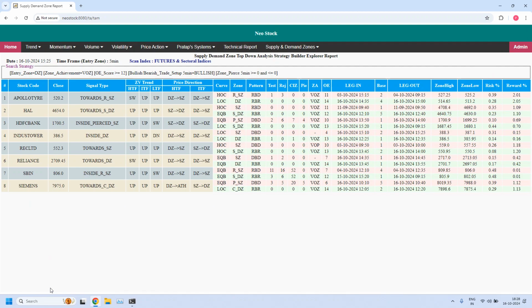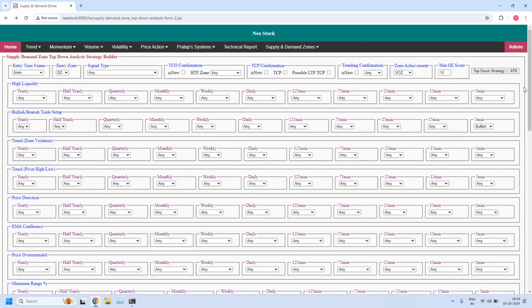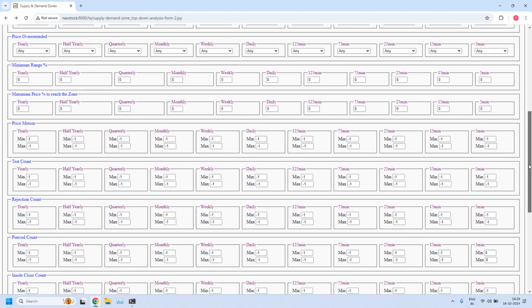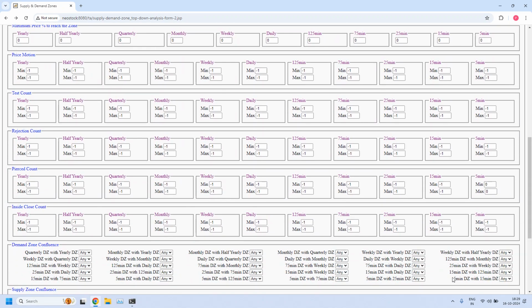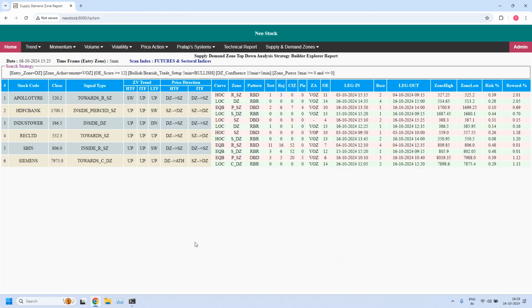All these 8 stocks are currently supporting bullish trade setup for hourly income trade. Now let's verify how many of these stocks are having ITF confluence. So in the demand zone confluence, I'm enabling the filter 5 minutes demand zone with 15 minutes demand zone confluence. That means 5 minutes entry time frame demand zone is part of the 15 minutes demand zone. 6 stocks are filtered. All these 6 stocks are currently supporting bullish trade setup for hourly income trade, and also entry time frame 5 minutes demand zone is part of the 15 minutes demand zone.